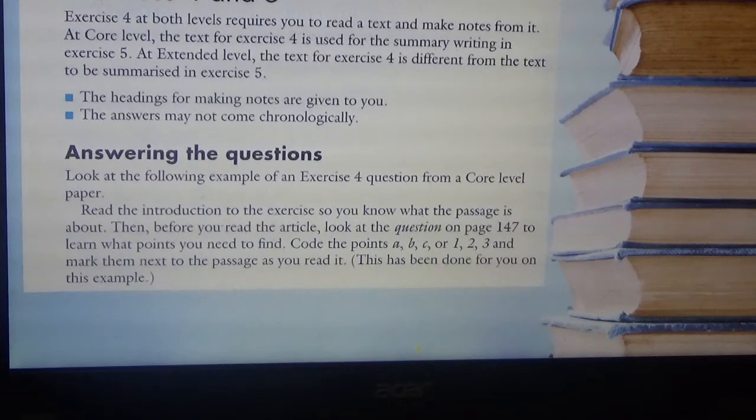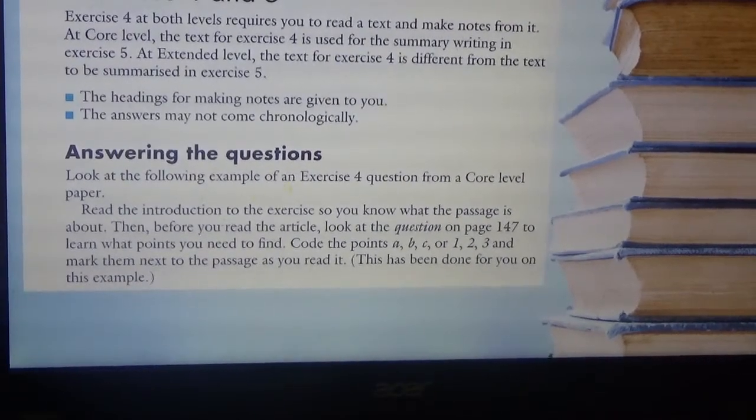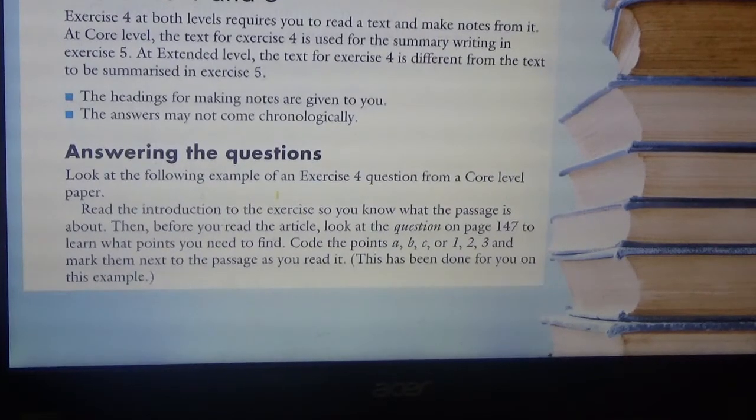We should be prepared as we sit in the IGCSE. We should know how to deal with these questions. We should not be scared, not knowing what to do. And this is one way to prepare, by learning how to answer the exercises. Now we have here, look at how to answer the questions. Look at the following example of an exercise 4 question from a core level paper.